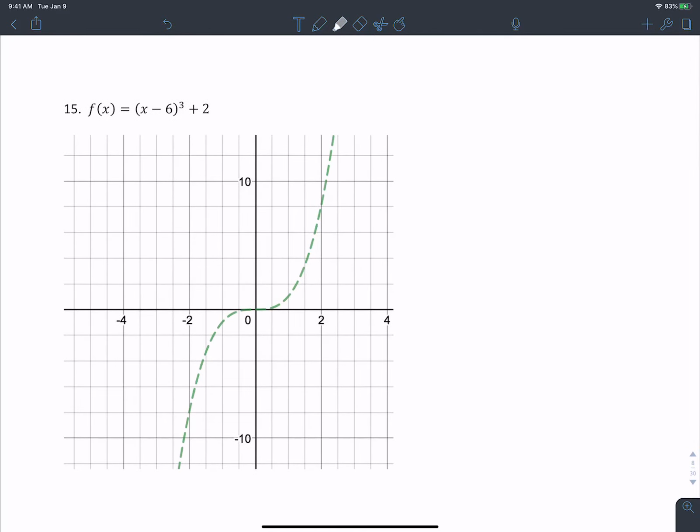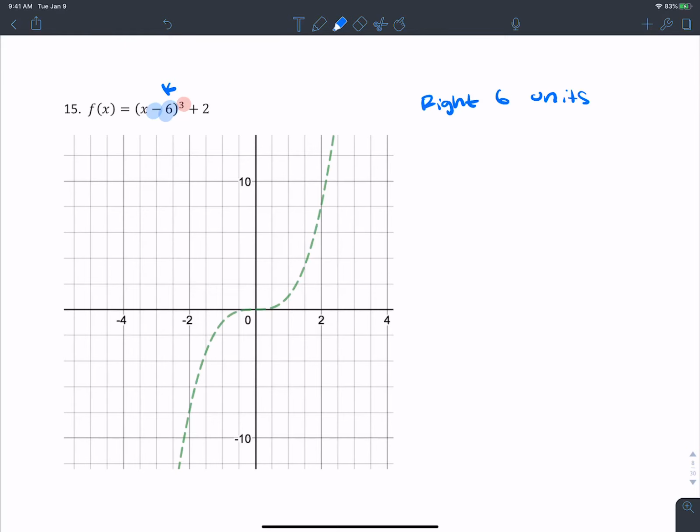Now 15. We got the third power, so it's that snake. But we'll have to look at the details here. Because we have here this minus 6 here. So inside, that means we move to the right here 6 units. Because this is minus 6, and it works the opposite. If it's negative, it's to the right, and that number is the number of places you move.